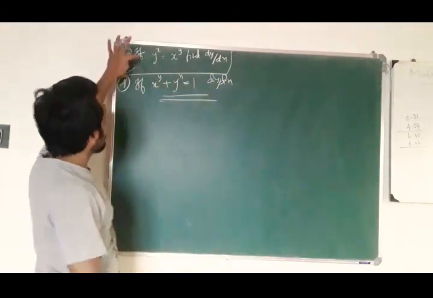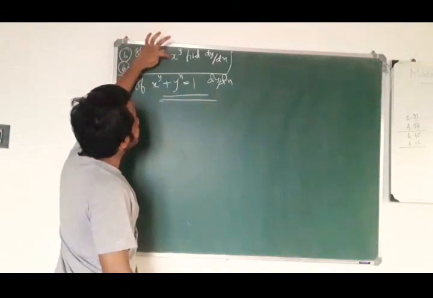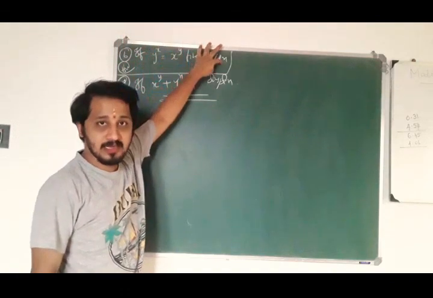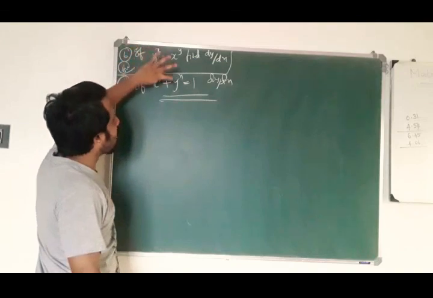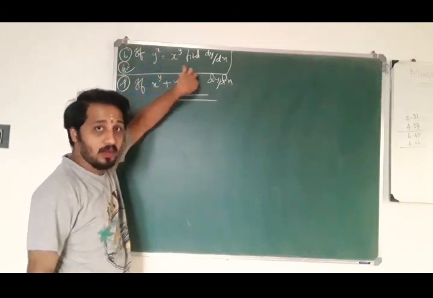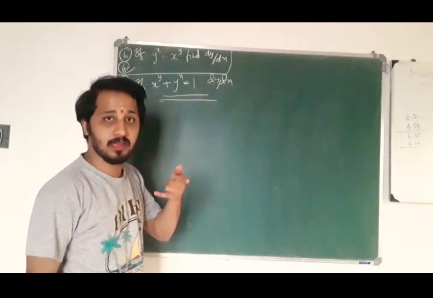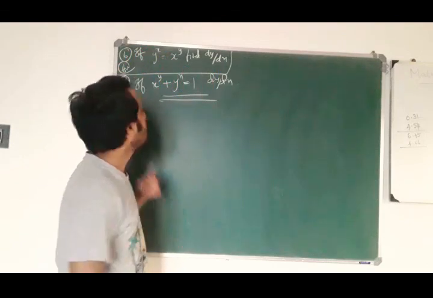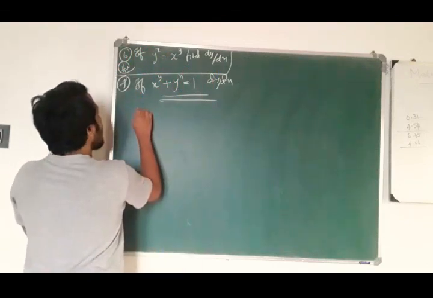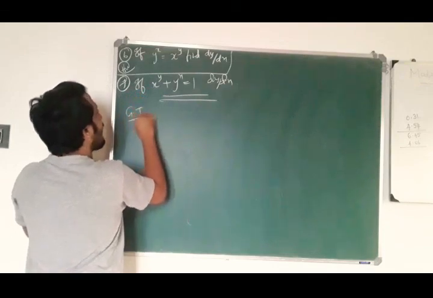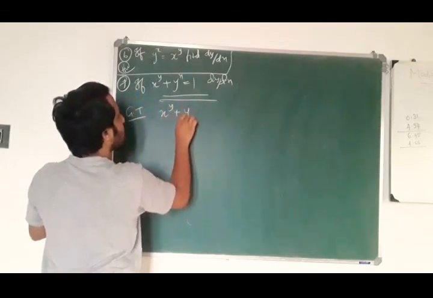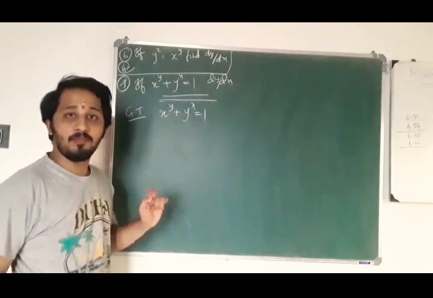Listen here. Sixth question, y power x is equal to x power y, find dy by dx. Seventh question, x power y plus y power x is equal to 1, find dy by dx. Here you have to take logarithm because power terms are there. Okay, u plus v format. Given that x power y plus y power x is equal to 1.